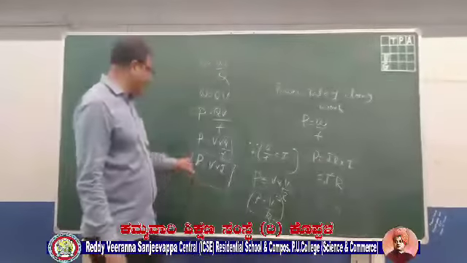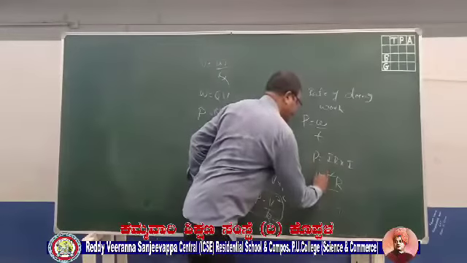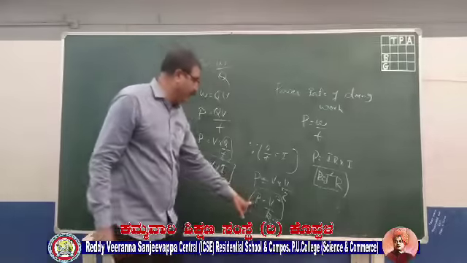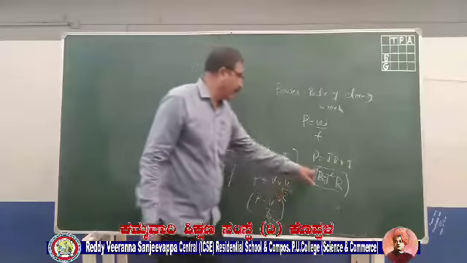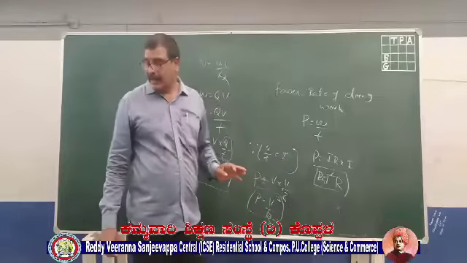So how many equations are we getting here? We got P is equal to V into I. We got P is equal to V square by R. We got P is equal to I square into R. So we are getting many equations here, right?